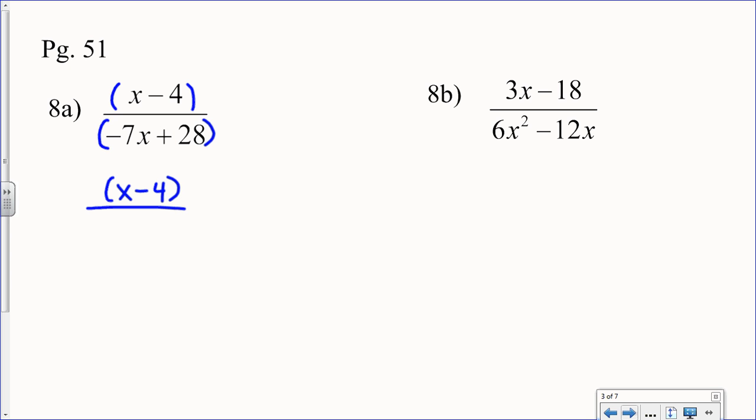All right, since that's a negative in front of the x, I'm going to factor out a negative 7. Okay, so I'm left with x, and then negative 7 times what gives me 28? Negative 4. Okay? All right. Now, I see what I can cancel. I can cancel this whole thing, x minus 4 and x minus 4. So I can't cancel individual terms, but I can cancel a whole factor.